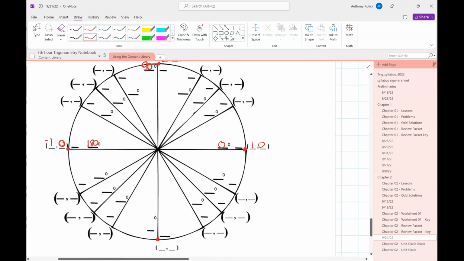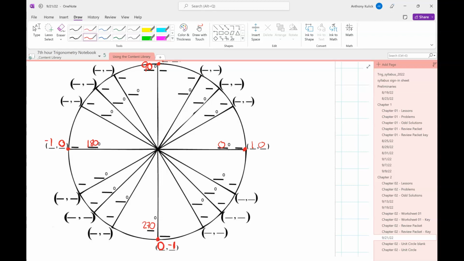What if I'm talking about this angle here? What's that got to be? 270, right? And what's the coordinate? Well, 0, -1. Everybody happy so far? Okay.